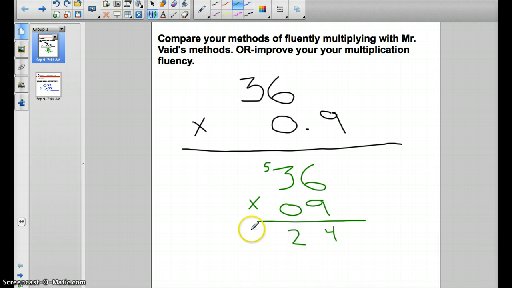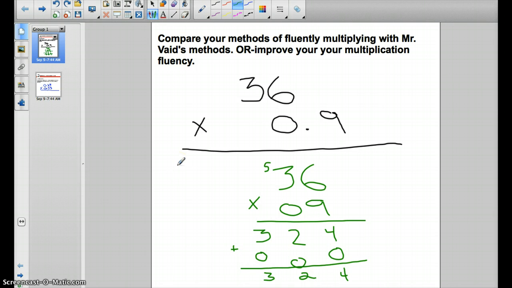You'll notice I'm placing things in the correct place value, ones, tens, hundreds in this case. I'm going to put 0 as a placeholder here since I'm not multiplying anything in the ones column. 0 times 6 is 0. 0 times 3 is 0. We should add these. 4 plus 0 is 4. 2 plus 0 is 2. 3 plus 0 is 3.